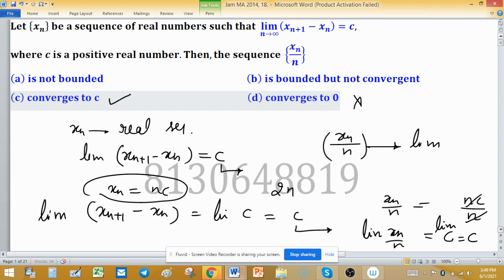Option C is correct. Option A, not bounded: because it is convergent, it will be bounded, so option A is discarded. Option B is saying bounded but not convergent. It is convergent and bounded both, so option B is also discarded. So the correct option is C.